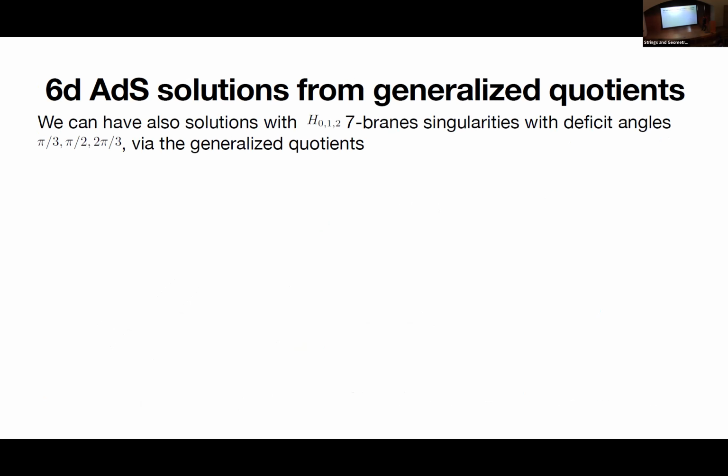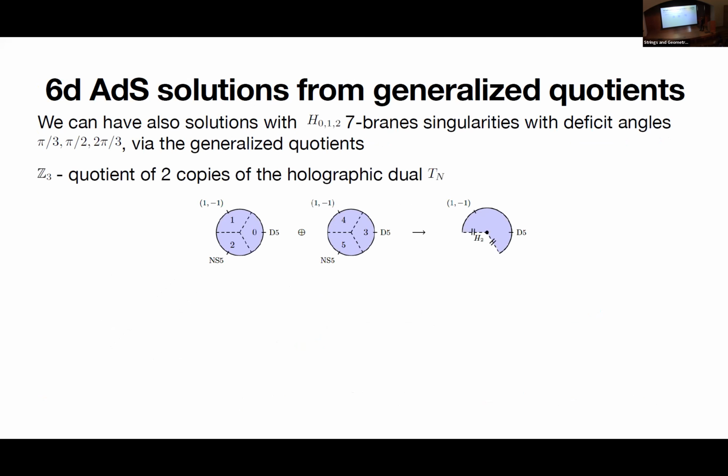Good. And we can also generate the solution with H0, H1, and H2 branes. So what you have to do is basically take 2 copies of the original holographic dual. So you take 2 copies of the disk, and then you quotient now by Z3. And what you get is a different deficit angle with respect to the E6 case. And so this was the dual for Tn. And what you get is a bigger section of the disk, so a smaller deficit angle, and this corresponds to the H2 brane.